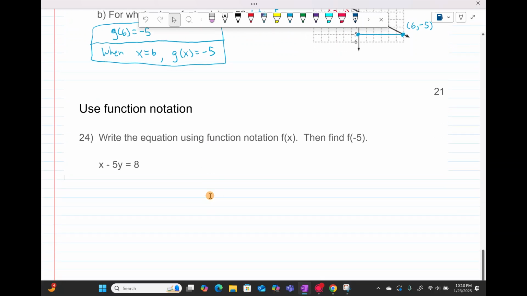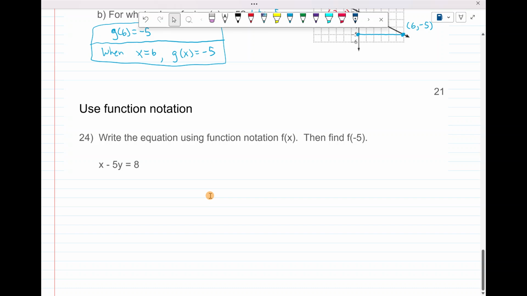Here we have an equation, and we want to express it using function notation, using f of x instead of y. Once we do that, we want to find, okay, when my input is negative 5, what is the output of my function? So step 1, I'm going to solve for y. So I'm going to get y by itself on one side of the equal sign.